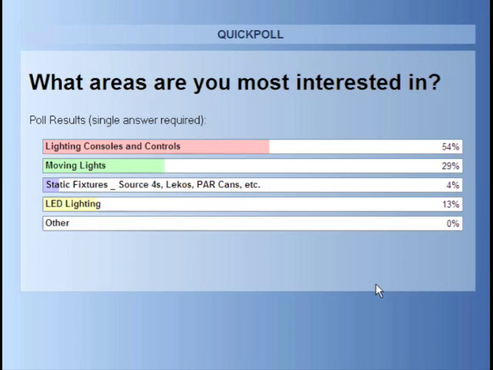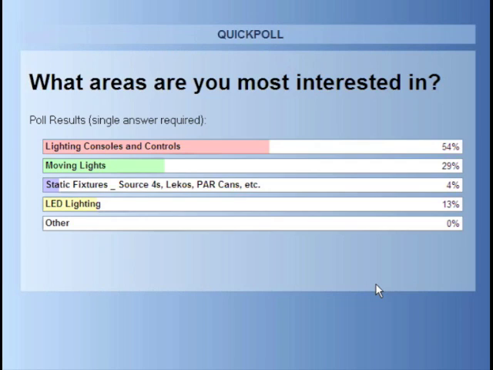Okay, so basically, the statistics are telling us that 54% of you are here to find out more about lighting consoles and controls. 29% of you are here to hear more about moving lights. 4% are interested in various types of static fixtures, 13% in LED, and 0% in other. So that gives us an idea of both what your interests are here today and where to focus, and also where we want to go moving forward.